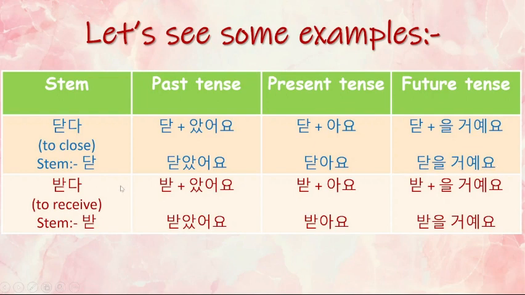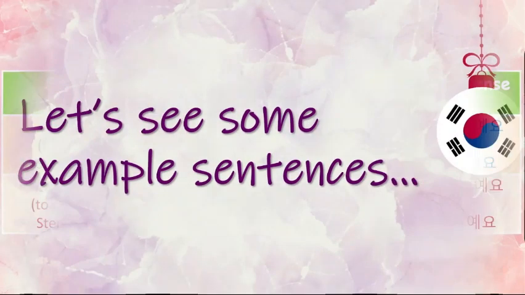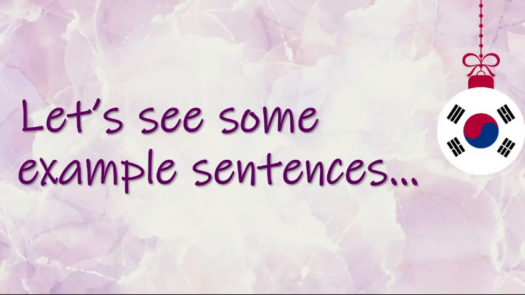Right? Next is the verb patta, which means to receive. Now here also the verb ends in tigit, but still it follows the regular conjugation rules. This tigit does not get changed into lir, even if a vowel is coming to get attached to the verb stem, right? So in past tense it will be conjugated as 받았어요. In the present tense 받아요, and in the future tense 받을 거예요, right? So these were some of the exceptions. Now let's see some example sentences and understand how these verbs are used in a sentence.